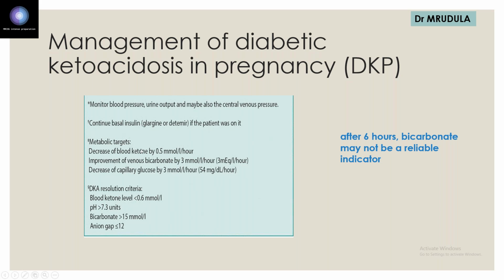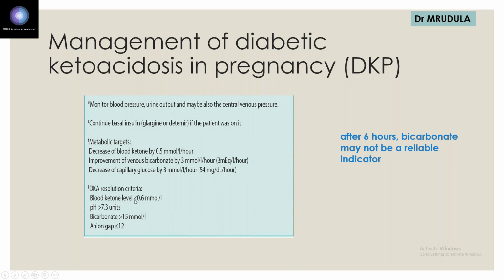Metabolic targets are what is important while maintaining the treatment. You have to see whether these targets are achieved or not. So ketone level should decrease by 0.5 millimole per hour, bicarbonate should improve by 3 millimole per hour, and glucose should decrease by 3 millimole per hour. So glucose decrease by 3 millimole per hour, ketone decrease by 0.5 millimole, and bicarbonate should improve by 3 millimole per hour.